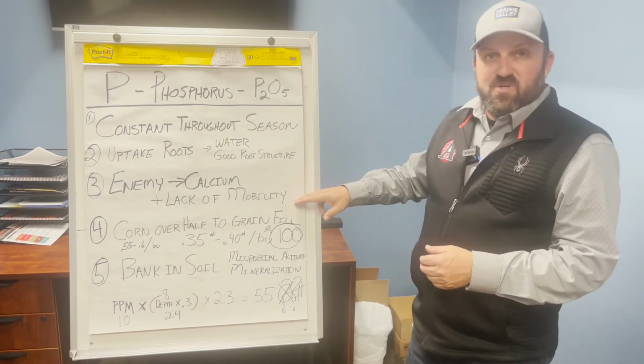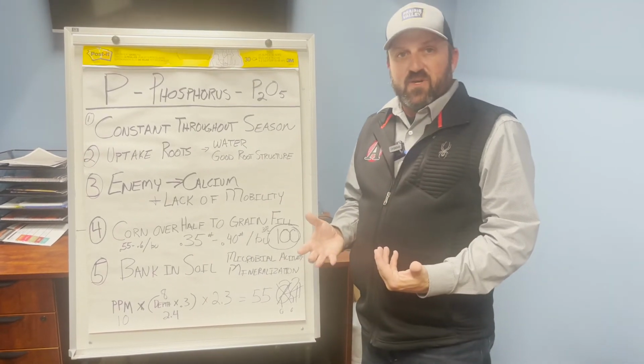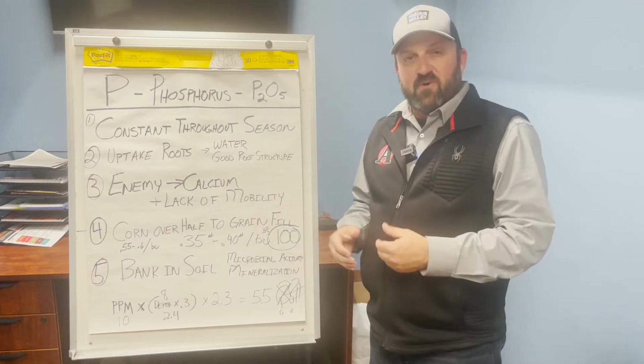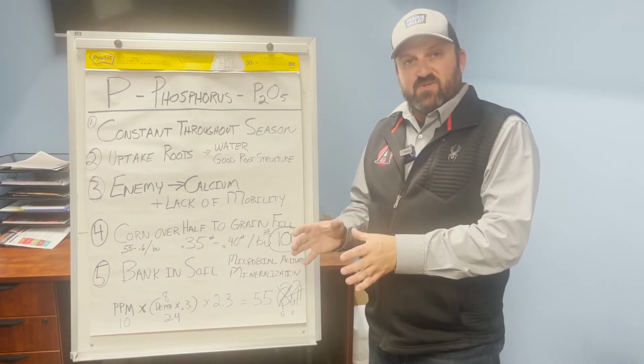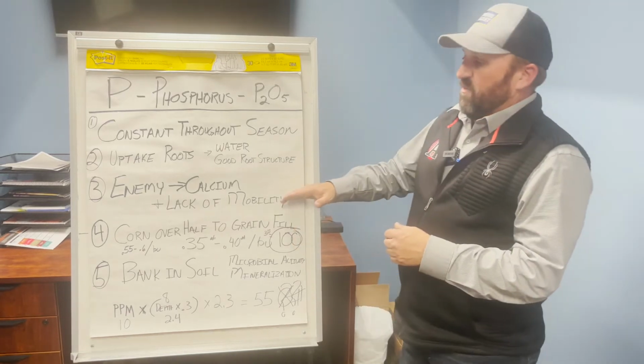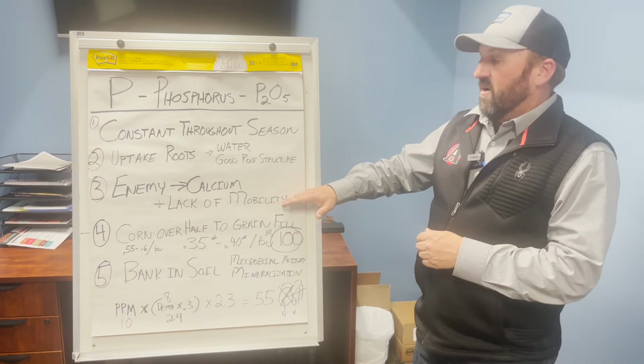And then phosphorus also has a lack of mobility. That's one of its weaknesses. It's not mobile through the soil typically. It's going to be very stationary, so we have to have phosphorus throughout that root zone, especially to get the uptake that we like to see later on.